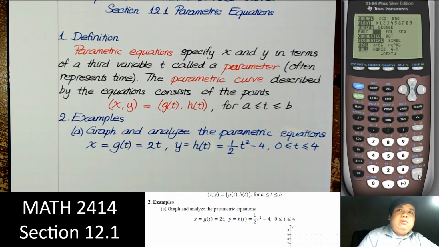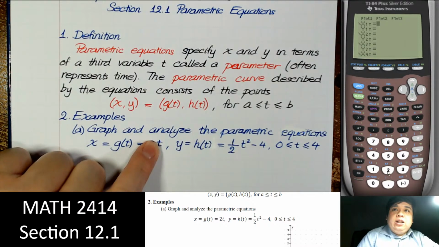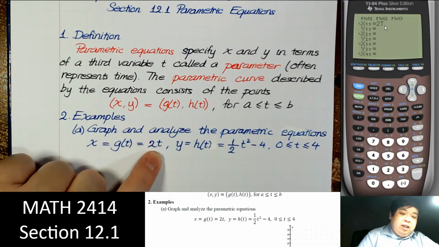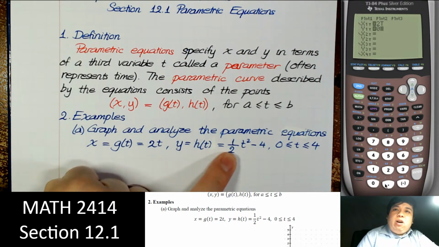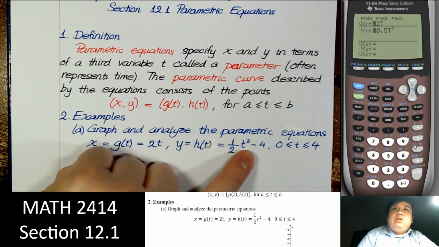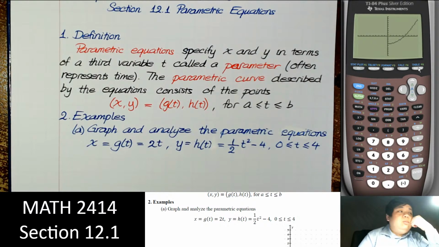Right. So now let's just graph. First, x equal to 2t. So 2, and that button now is going to be t, and then y is 1/2. Let's type 0.5 instead. t squared minus 4, and we have the graph.